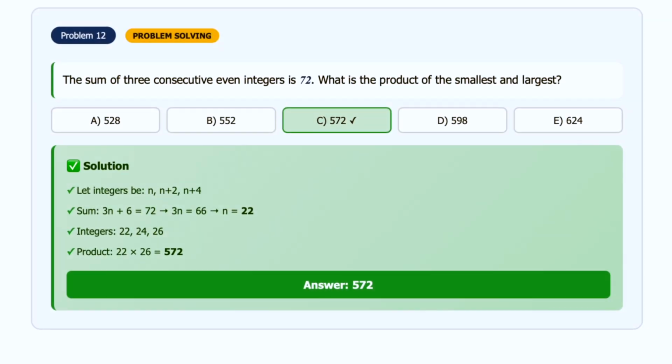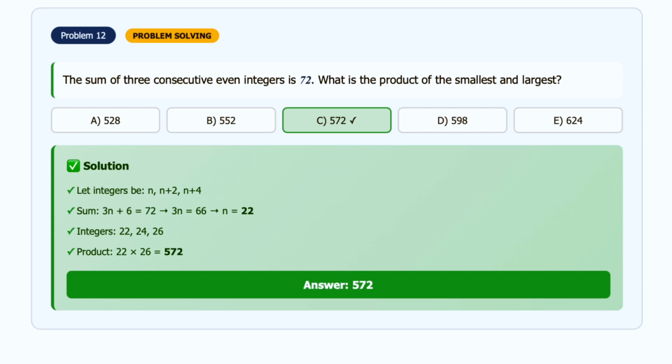The sum of 3 consecutive even integers is 72. What is the product of the smallest and largest? Let the integers be n, n plus 2, and n plus 4. Their sum is 3n plus 6, which equals 72. So 3n equals 66, and n equals 22. The integers are 22, 24, and 26. The product of smallest and largest is 22 times 26, which equals 572.